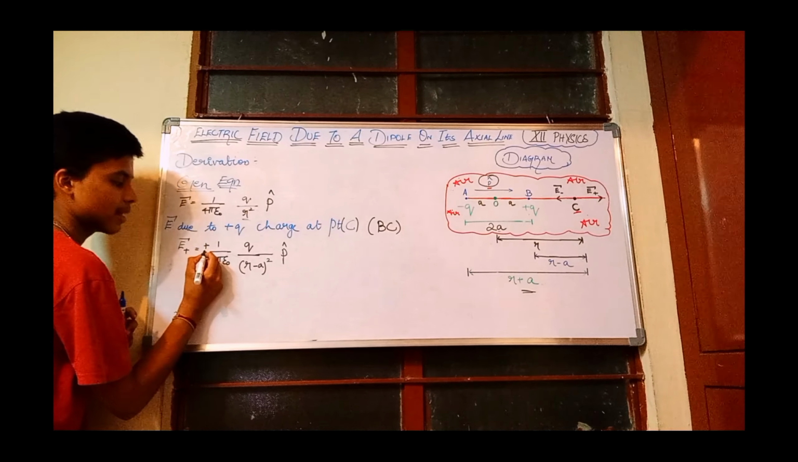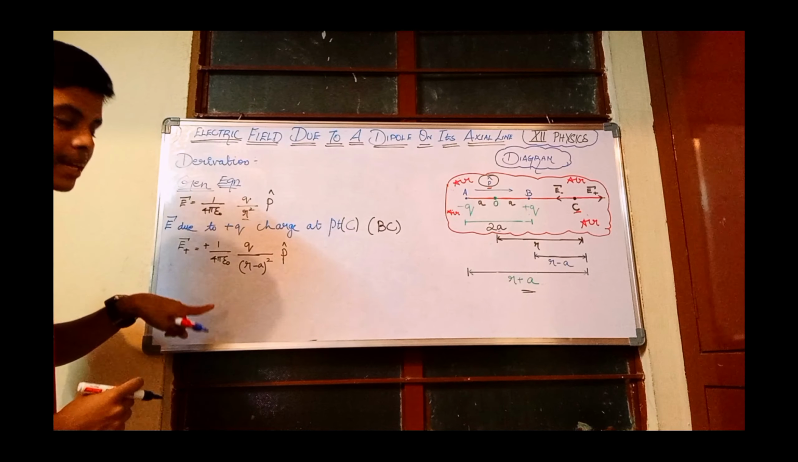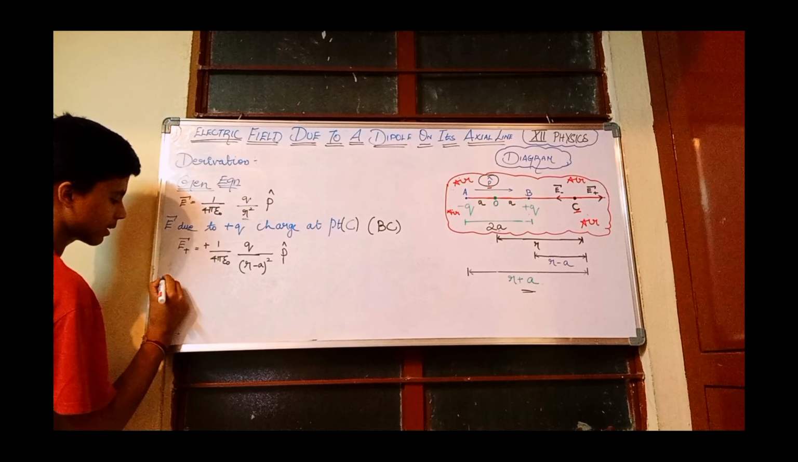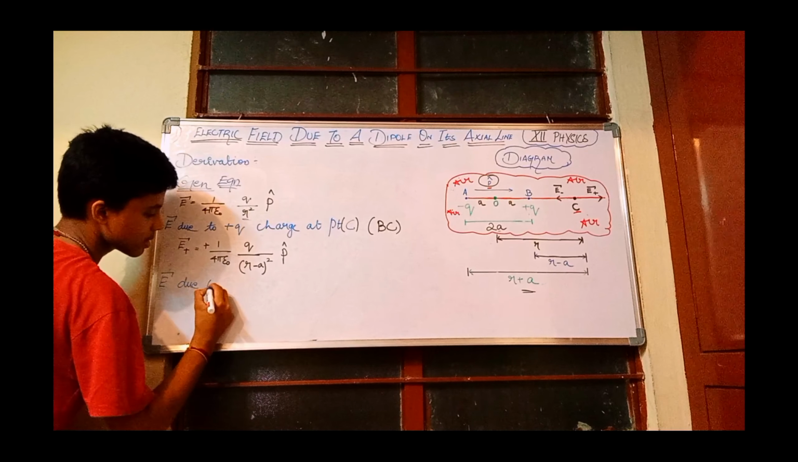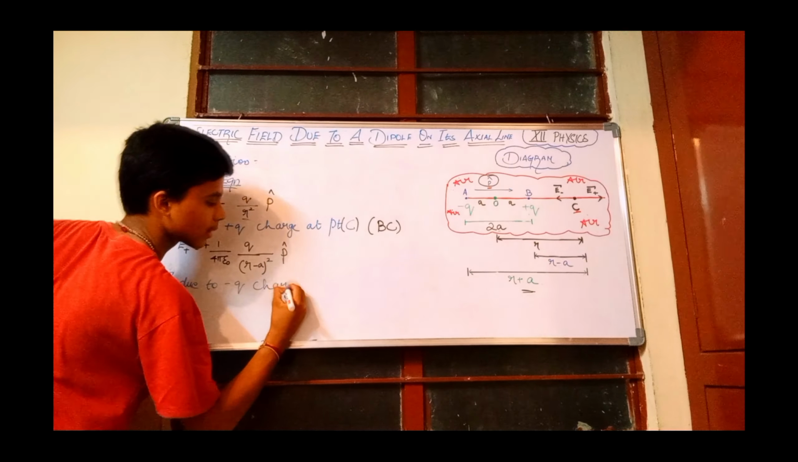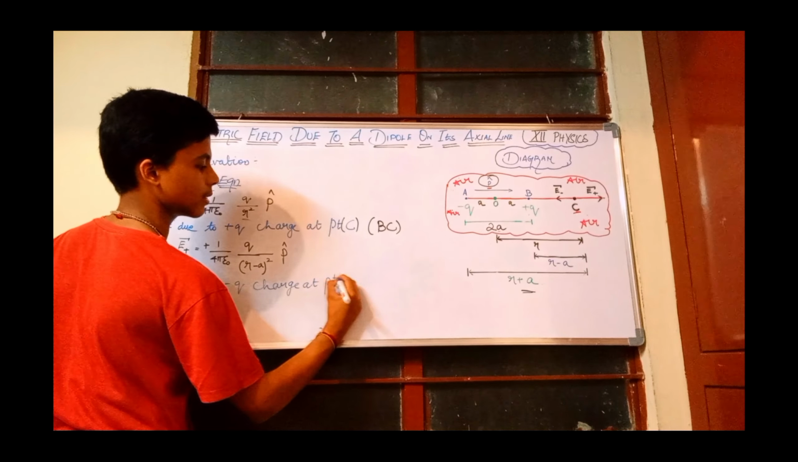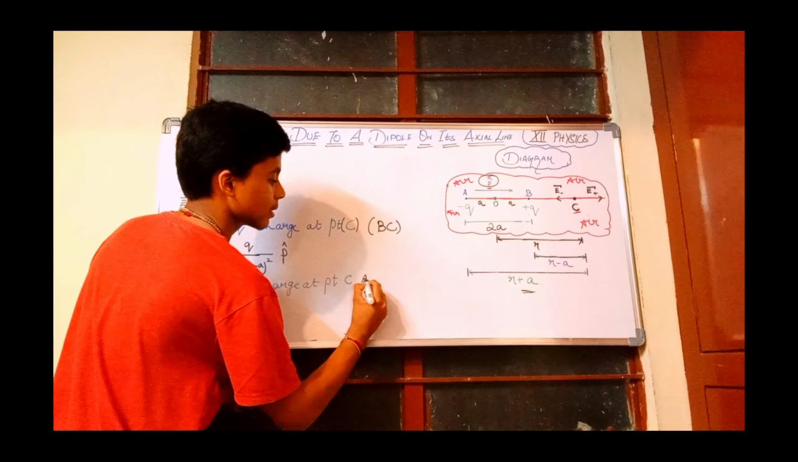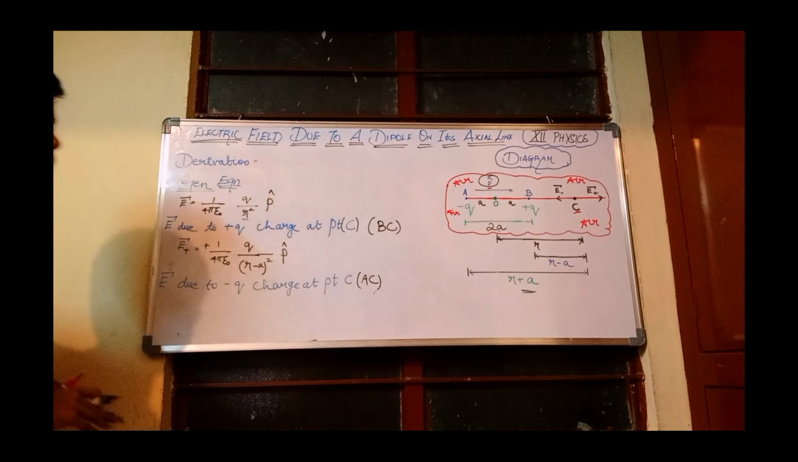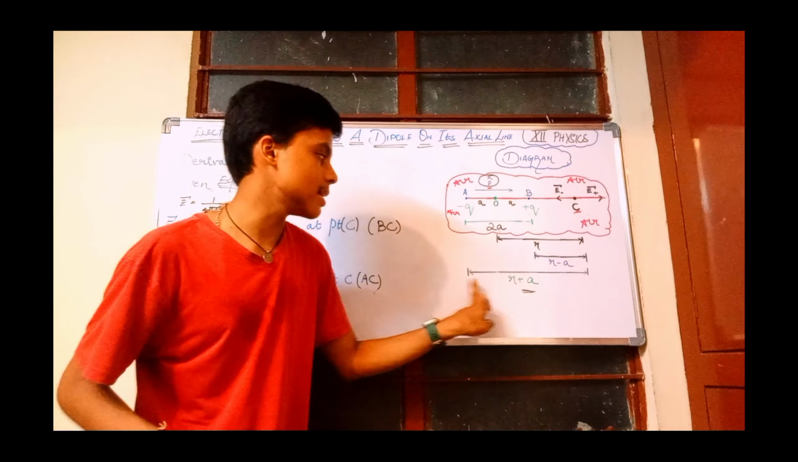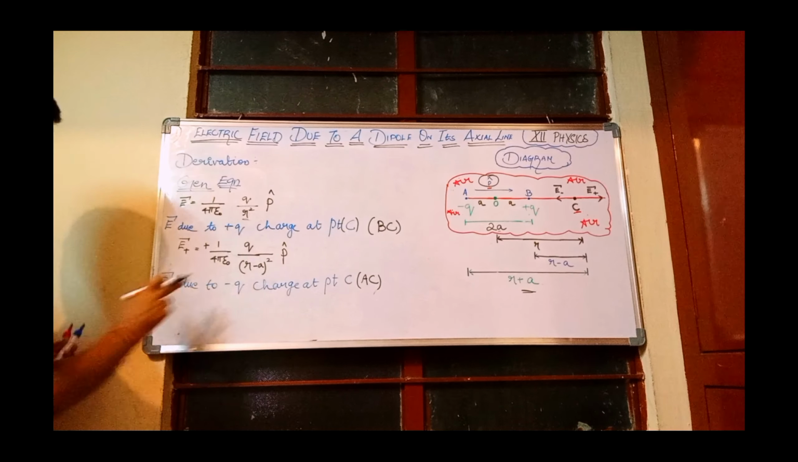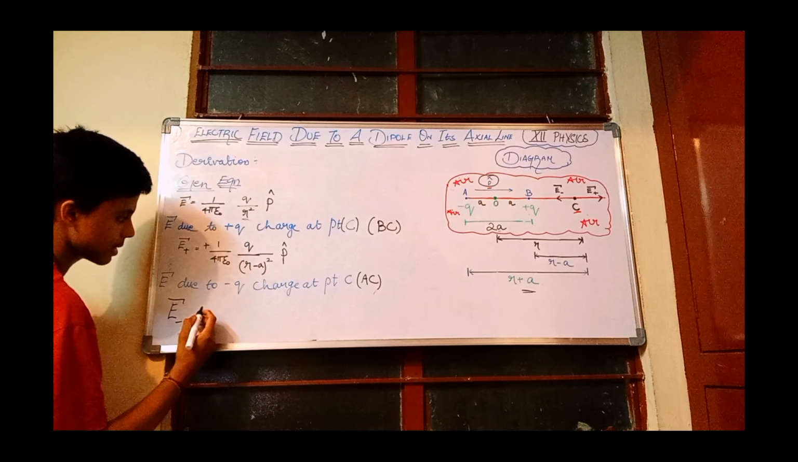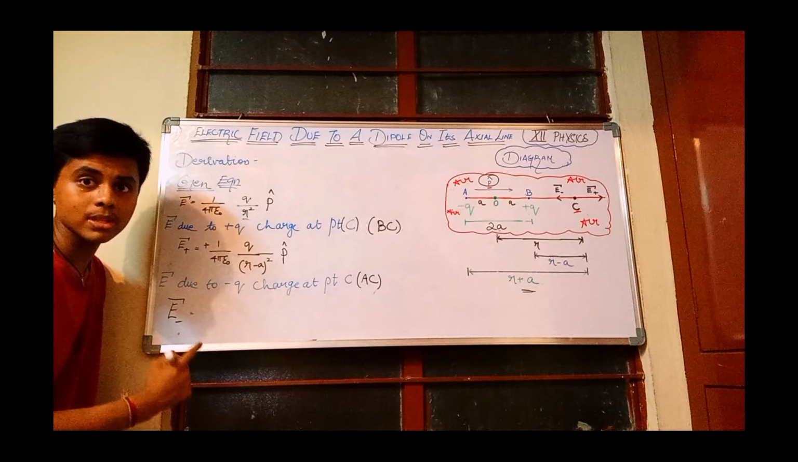I will say why I'm using plus here, because I'm going to use another symbol for the electric field due to minus Q charge. So when I need to find the electric field due to minus Q charge at a point C, I'm going to use the distance AC. Now I know what is the distance of AC. AC is nothing but R plus A. So in the place of R, I'm going to substitute R plus A. Now here I'm going to introduce a negative symbol.